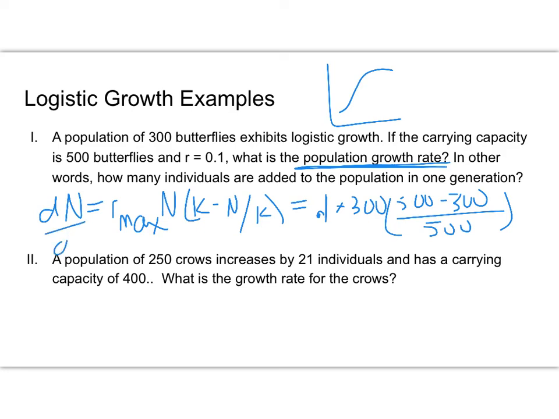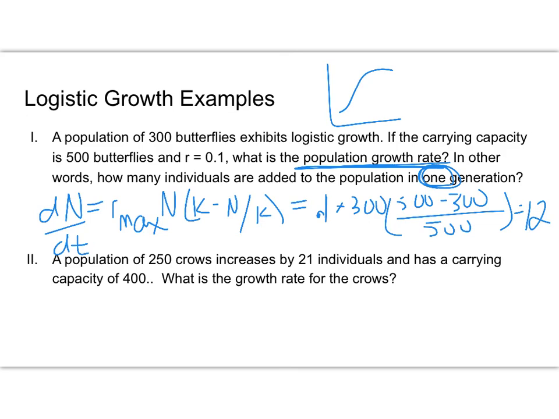You'll notice I didn't take into account my change in time because my change in time is 1. It said 1 generation. If it said 1 month or 1 year, I don't have to worry about it because I'm dividing by 1. If it's different than that, then that will be an issue. So when I plug this into my calculator and I solve, it becomes 12 butterflies. Okay, so my population growth rate in one generation is that this population of butterflies will add 12 butterflies to it. So it is a growing population.